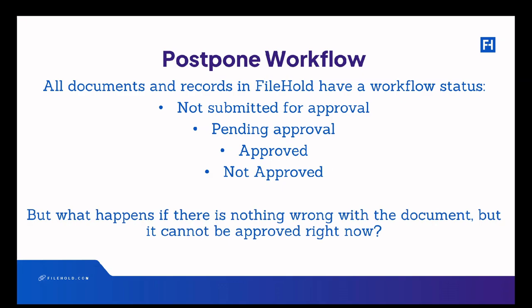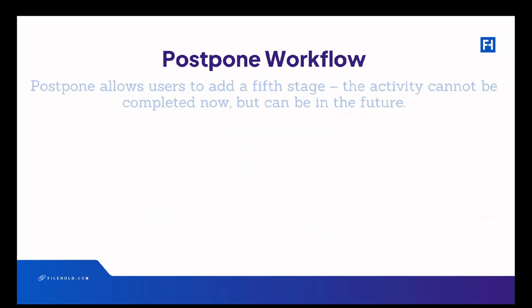What happens if there's nothing wrong with the document, but it cannot be approved or rejected right now? This is where our postpone function comes into this. So postpone allows users to add a fifth stage. The activity cannot be completed now, but it will be in the future. So we are opening up the possibility of delaying or postponing our workflow until we get to the future.